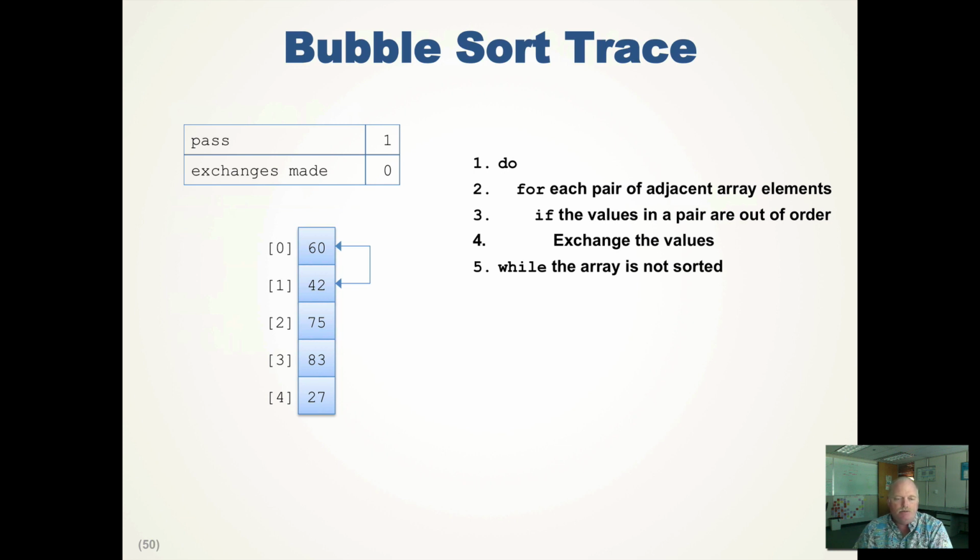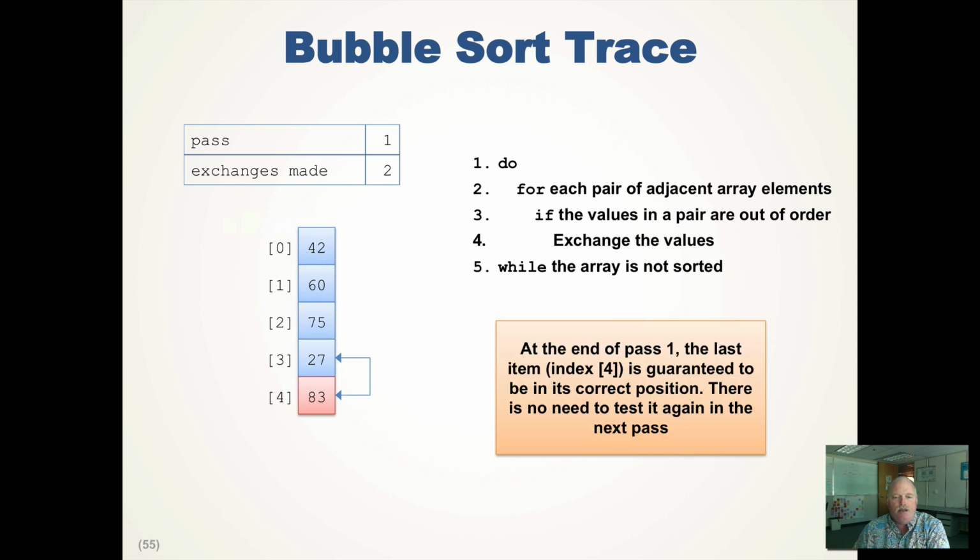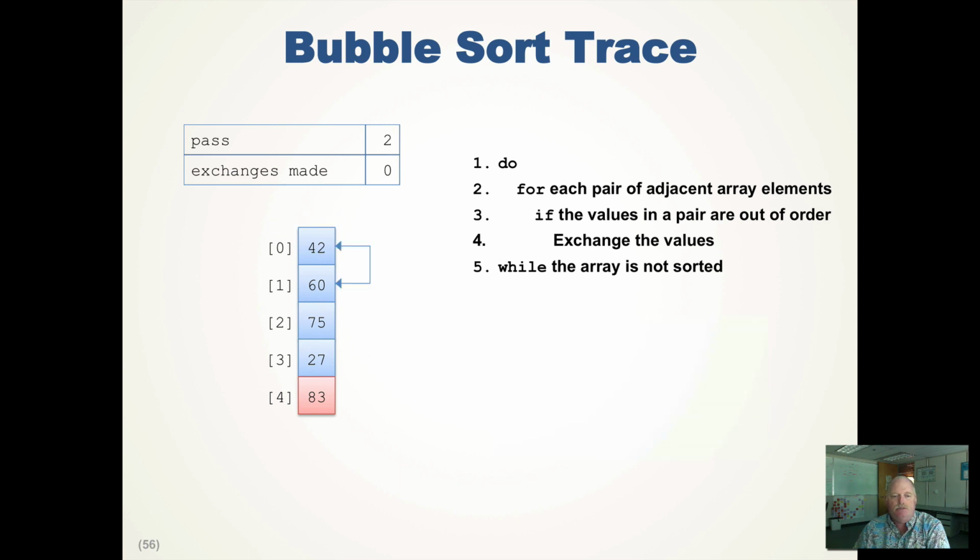So in pass 1, we compare 42 and 60. We then compare 60 and 75, 75 and 83, 83 and 27, and we're going to swap them. And at this point, we finish pass 1, and 83, the largest value, is in its correct position. So we are done, and now we don't need to search the last item. We can now do a shorter pass from 0 to 3. So now we compare 42 and 60, 60 and 75, 75 and 27, swap, and 75 is now in its right place. Continue on, 42 and 60, 60 and 27, swap, and then 42 and 27, swap.